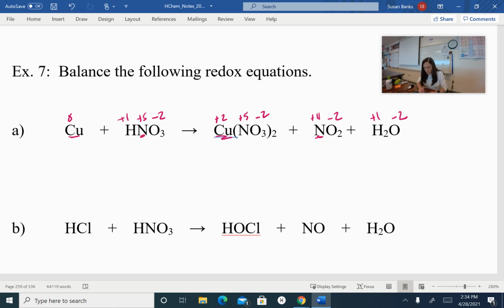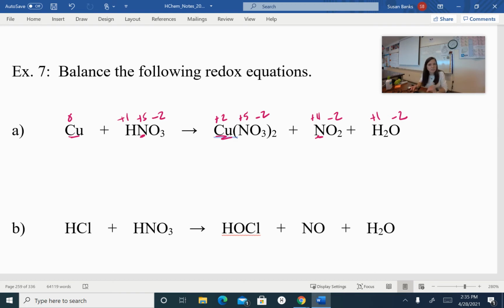I have 1 copper and 1 copper, and we're only going to pay attention to the nitrogens that are changing right now. So this nitrogen here in the copper nitrate, we're going to ignore. I've got 1 nitrogen and 1 nitrogen. So I'm going to ignore this other nitrogen here on the copper nitrate. So they're balanced for now.